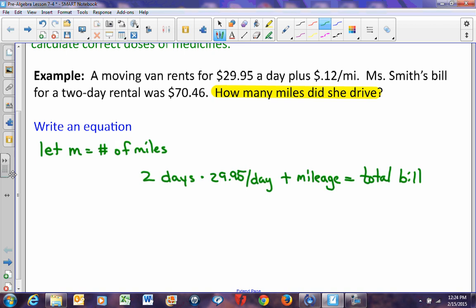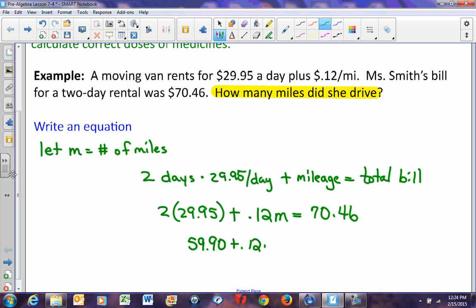So 2 days times $29.95 a day plus 12 cents a mile times the number of miles, which we don't know, so we'll call that m because that's how we defined our variable, has to equal the entire bill, which was $70.46. So we have the cost for just renting the truck plus the cost of mileage has to equal the total cost. Well, $29.95 times 2 is $59.90. So $59.90 plus 0.12m equals $70.46.